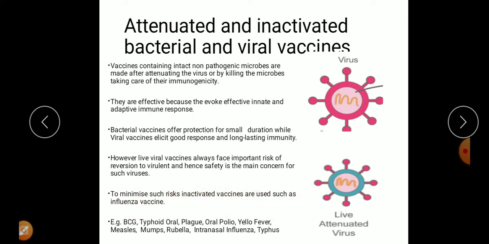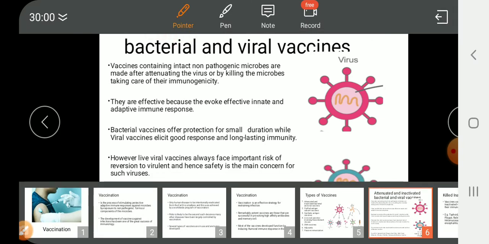BCG, typhoid, oral plague, oral polio, yellow fever, measles, mumps, rubella, influenza, and typhus are the examples of attenuated or inactivated bacterial vaccines.